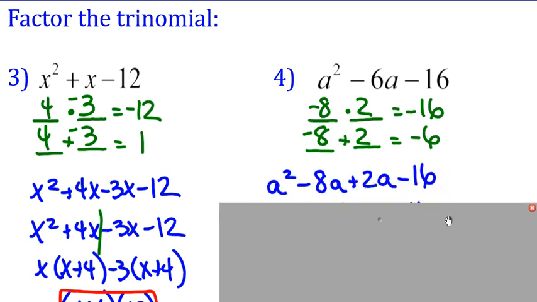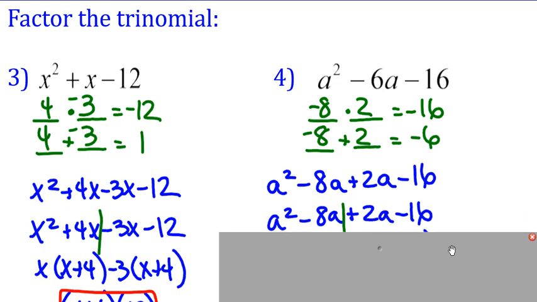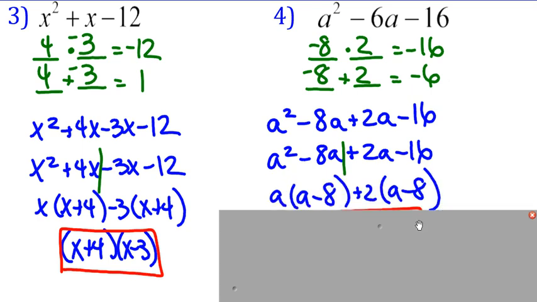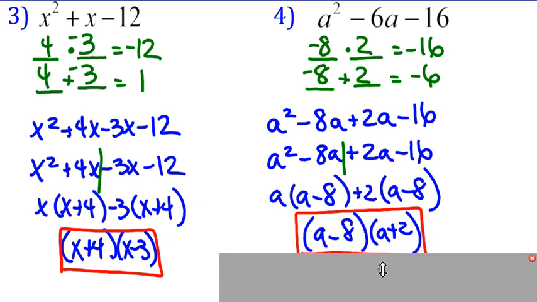So again, we could write it as 4 terms, look at it in pairs, and divide out what they have in common. The first pair we could divide out an a from each term, the second pair we could divide out a 2 from each term. So we'd have a times a minus 8 plus 2 times a minus 8. Both of them are being multiplied by a minus 8, so that's the common factor, meaning that the other factor has to be a plus 2.